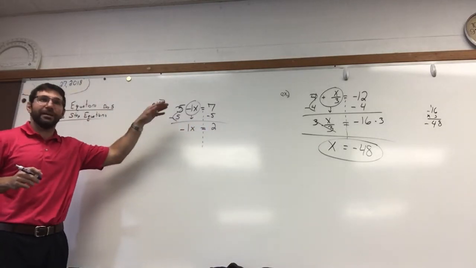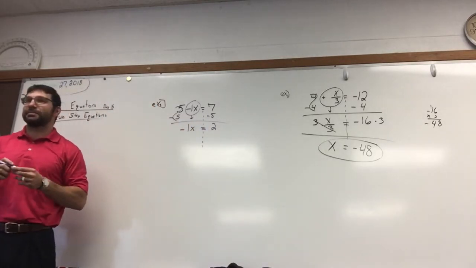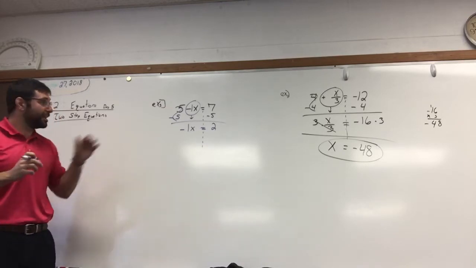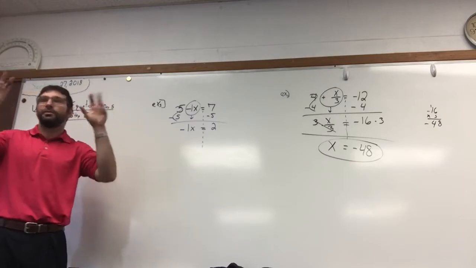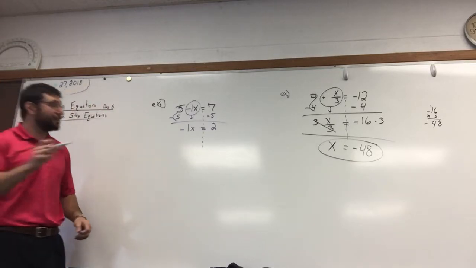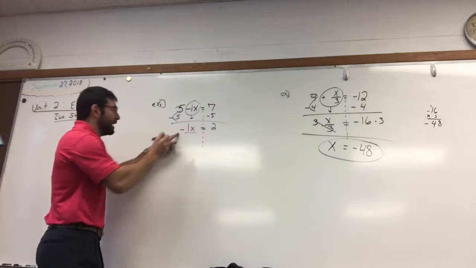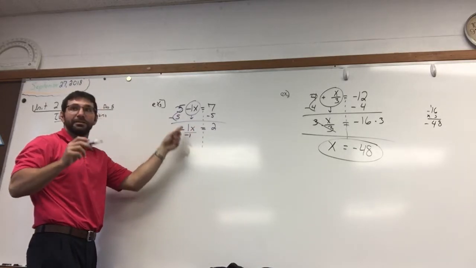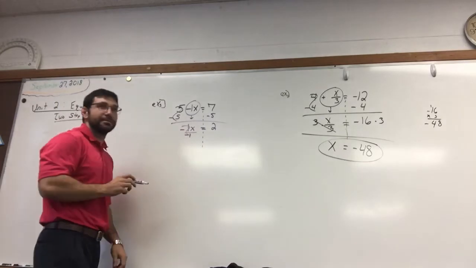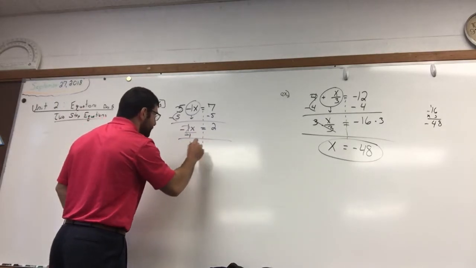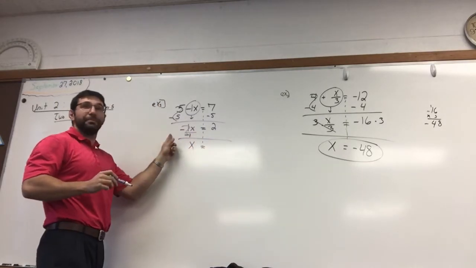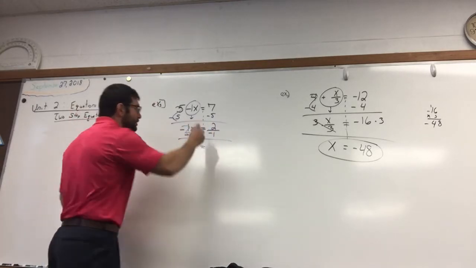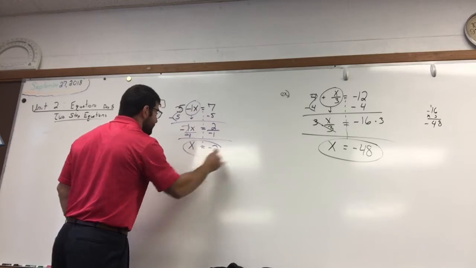What happens when we have a number right smack dab up against the variable? What does that mean? It's multiplied. Multiplication. How do we get rid of multiplication? Division. I'm going to divide by a negative 1. Why? Negative divided by a negative is positive. 1 divided by 1 is 1. Which leaves me with a positive 1x. But I divided by negative 1 on this side, so I divide by negative 1 on this side. 2 divided by negative 1 is a negative 2.